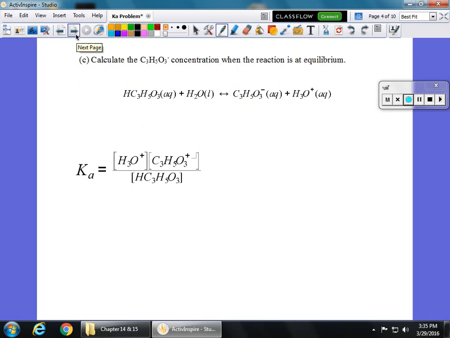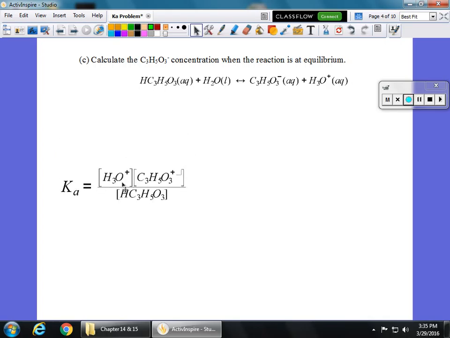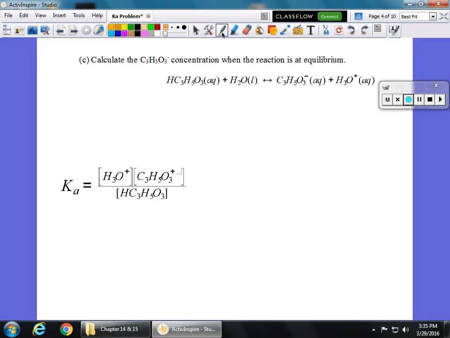For part C, you're going to be asked to calculate the concentration of the conjugate base at equilibrium. So I rewrote the expression here. Here is our balanced chemical equation. Here is our equilibrium expression right here. And so for a weak acid problem, we're going to be doing ICE because this is equilibrium, right? We want the initial, the change, and what it's going to be at equilibrium, right? That's what our ICE problem is.